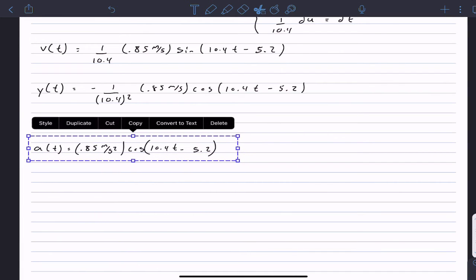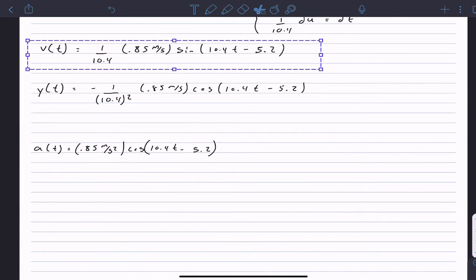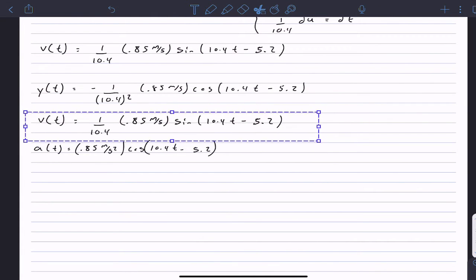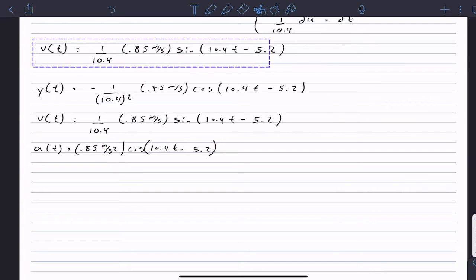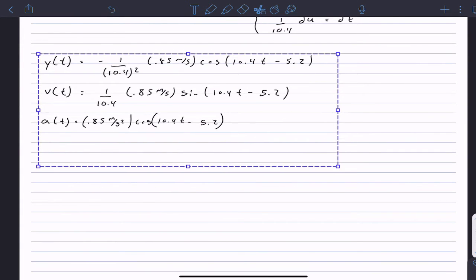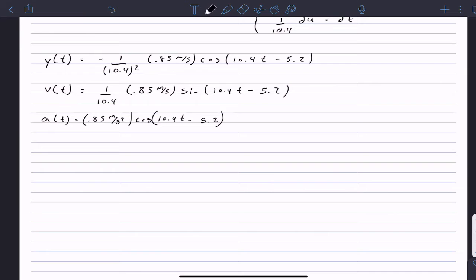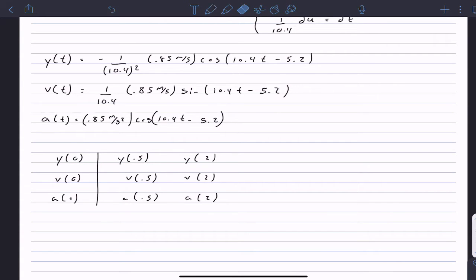So I'll just do it in order. Since I went through and found them, I'll just make this a little more organized just so that it's less confusing. Right? So this is what we have. And then you take each of these functions and you plug in y of 0, y of 0.5, y of 2, v of 0, v of 0.5, v of 2, a of 0, a of 0.5, and a of 2. And then you write down what your answers are.